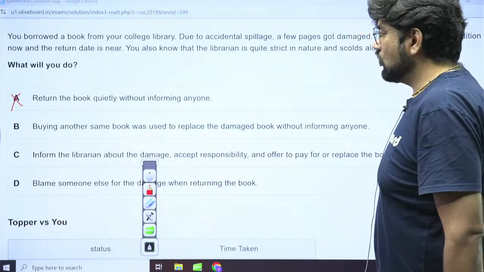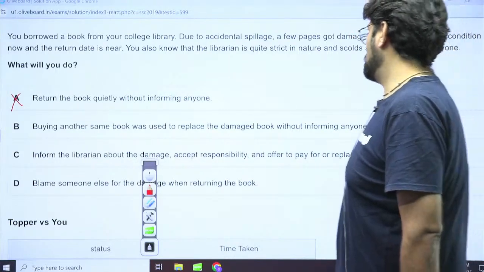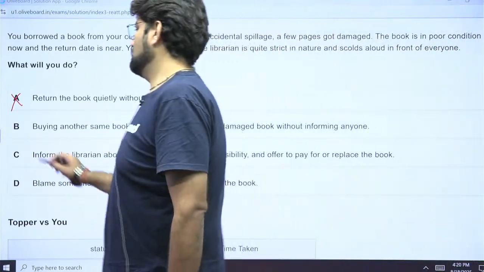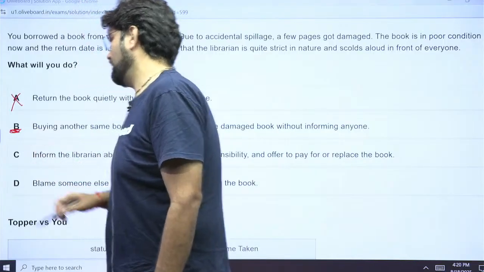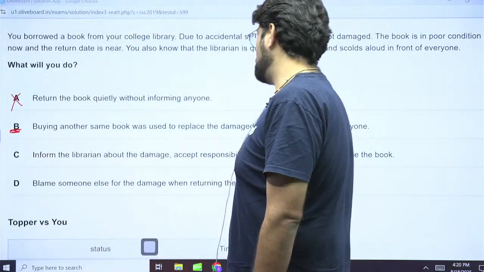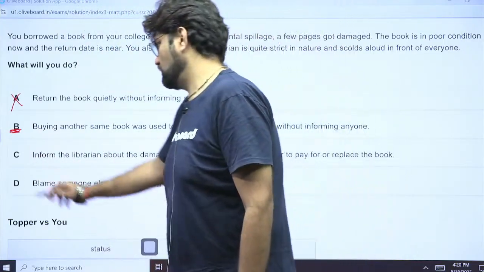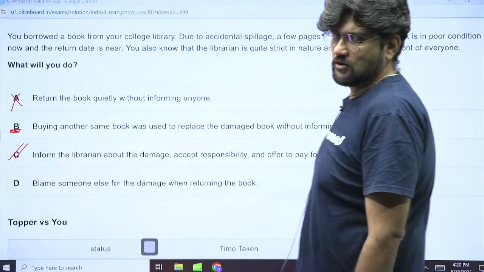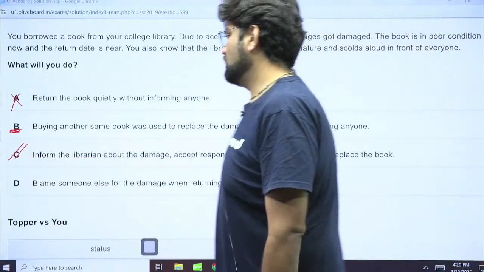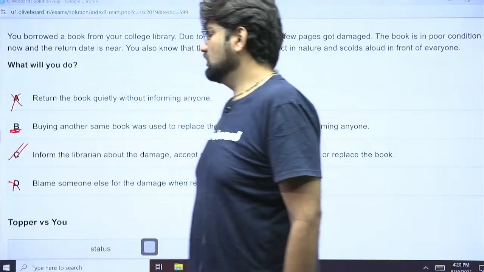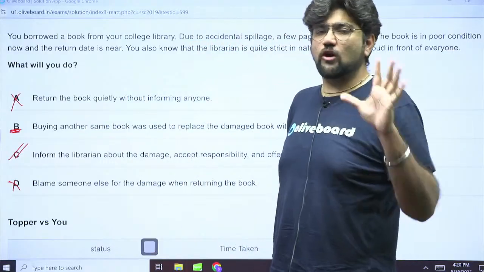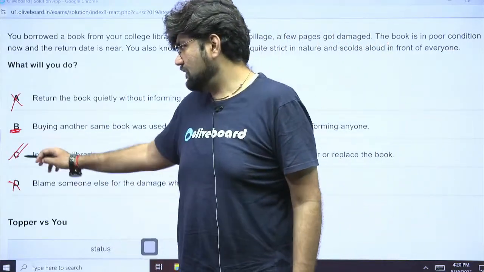Buy another same book to replace the damaged book without informing anyone. This is something which students think about for a while. Inform the librarian about the damage, accept responsibility and offer to pay to replace the book. This is actually the best possible answer. Blame someone else, obviously not. So these two are obviously deleted. The only 1% or 2% thought process which you might have for a while is between B and C.